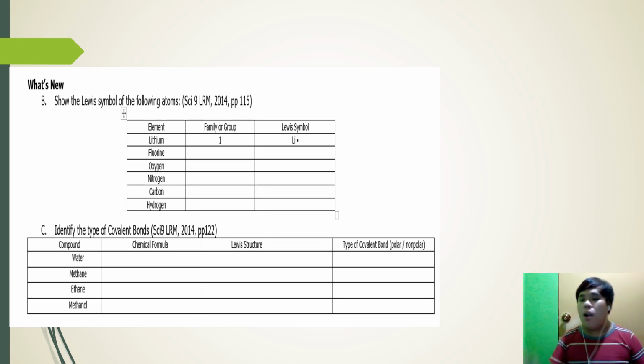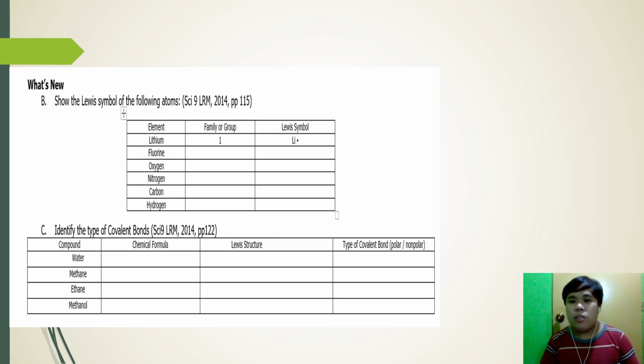You must remember that if the difference is less than or equal to 0.4, that is non-polar. And if it is 0.5 to 1.9, that is polar. Okay? So first, you subtract the electronegativity values of the elements that compose the compound. Example, for water, you need to subtract the electronegativity value of hydrogen and oxygen. Okay? So to get that, the answers for column 4.